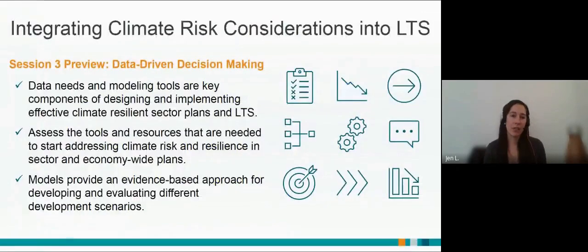And then I just want to give you a sneak peek of next week. We hope that you come back. We hope that you've been enjoying this and learning a lot. So next week, we're going to dive into data-driven decision-making and really talk about data needs and modeling tools, both economy-wide and sector-specific, for starting to do some of the planning and the modeling as you're thinking about LTS and how that LTS might be divided up amongst sectors. We're going to have two really great case studies. One focuses on the agriculture sector and one on the power sector, as two ways to really dive into how to think about climate risk as you're doing scenario planning in each of these places. So please come back next Monday.